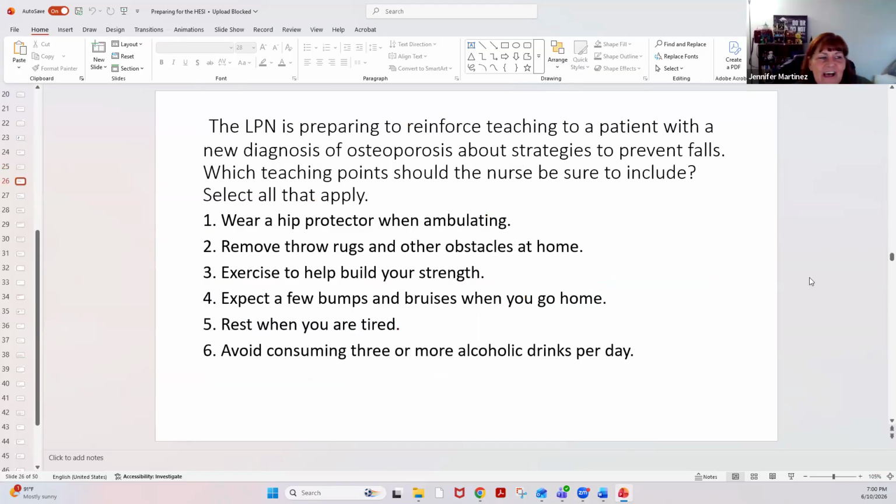All right. The LPN is preparing to reinforce teaching to a patient with a new diagnosis of osteoporosis about strategies to prevent falls. Which teaching points should the nurse be sure to include? Select all that apply. Wear a hip protector when ambulating. Remove throw rugs and other obstacles at home. Exercise to help build your strength. Expect a few bumps and bruises when you go home. Rest when you are tired. And avoid consuming 3 or more alcoholic drinks per day.